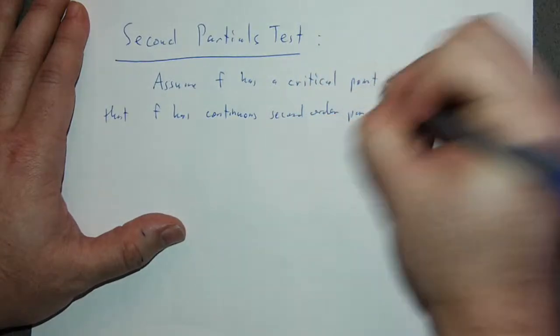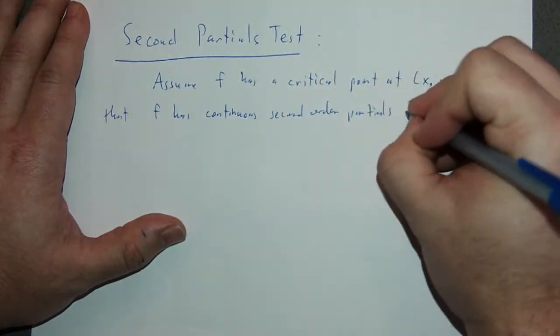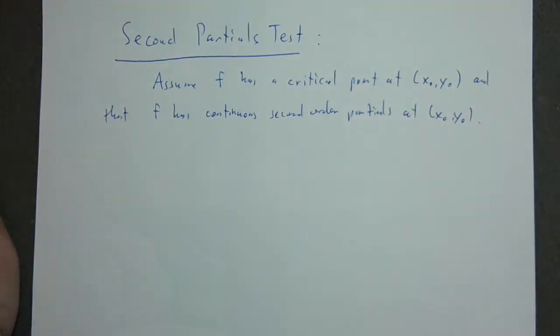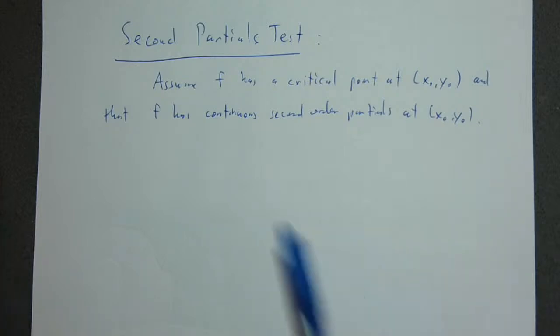All second order partials are continuous at x naught, y naught. Okay. Actually, we need them not to just be continuous there. We need them to be continuous on like a tiny disk around x naught, y naught, but you don't have to worry about that too much.